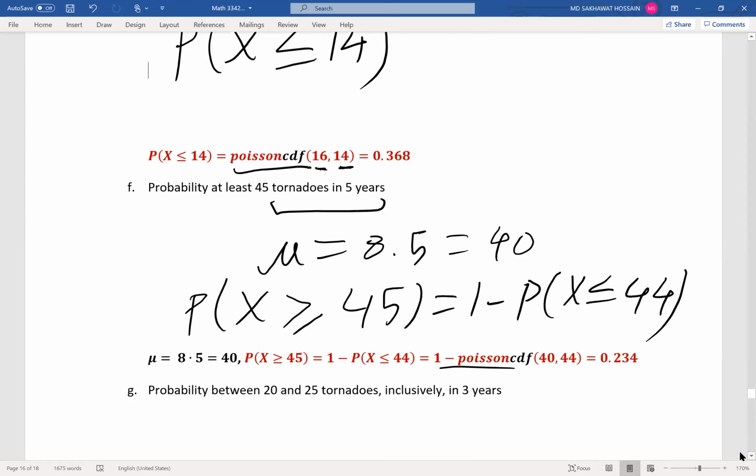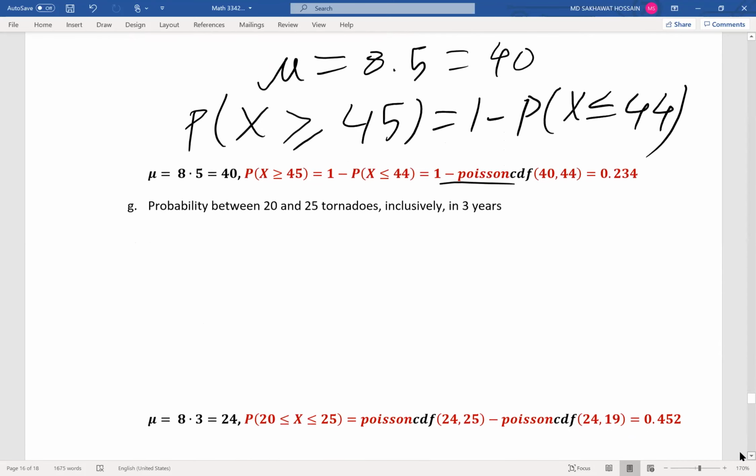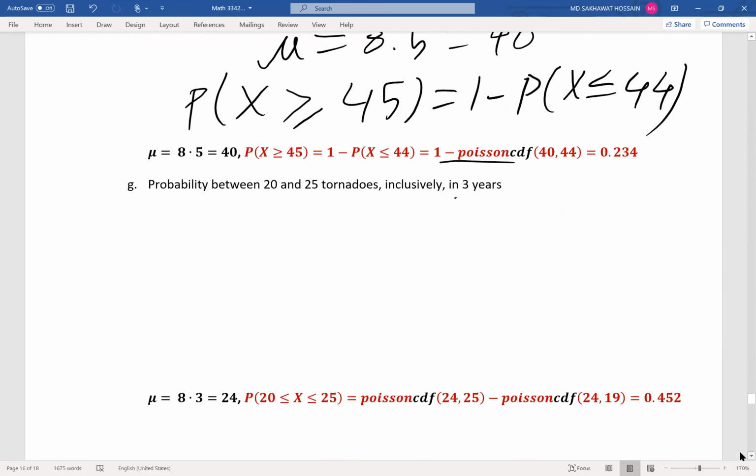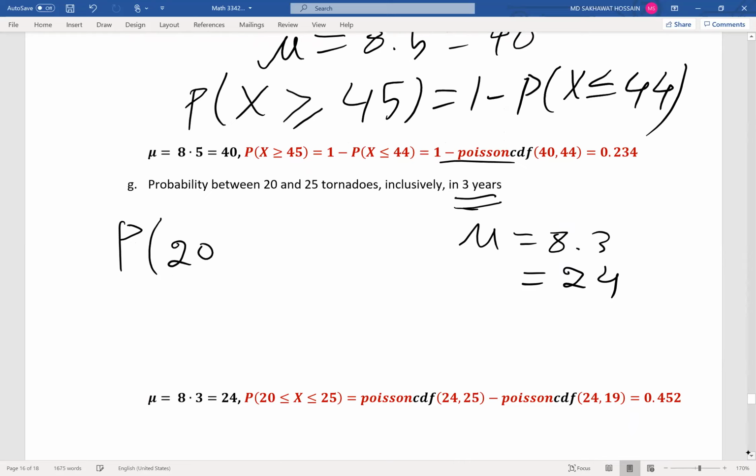And the probability between 20 to 25 inclusive in 3 years. Here the time period is 3 years, so mu is 8 times 3. Mu is 24. And we are looking for the probability of 20 to 25 inclusively, so they are inclusive. They are also equal.